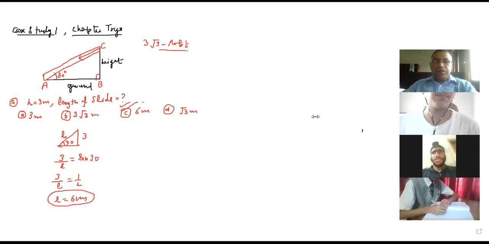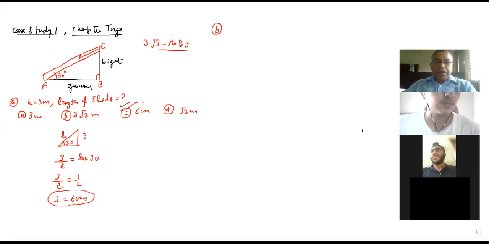Switch on the cameras, those who have joined now. Now, the B part, the answer will be given by Mohit. If the height of the slide is 3 meters, then the length of the base of the slide. Now, height is given 3 meters. I want to find out AB, that means length of base. Quickly. Find the length of base.